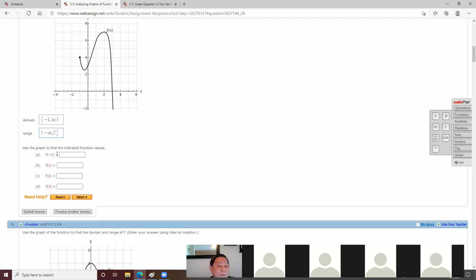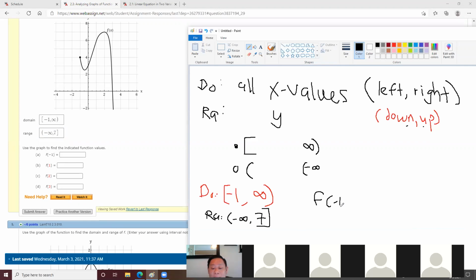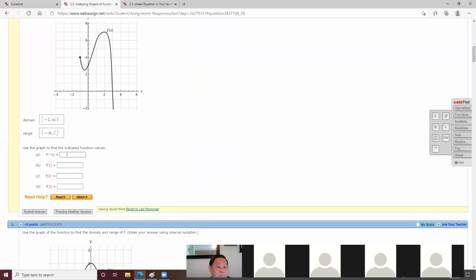How do you find f(-1)? So f(-1) means that your x is -1. If you look here, x is -1 is this one. So f(-1) is asking for what is the y value when x is -1. So x is -1 is here. What is the y value in this case? Your y value in this case is 4.